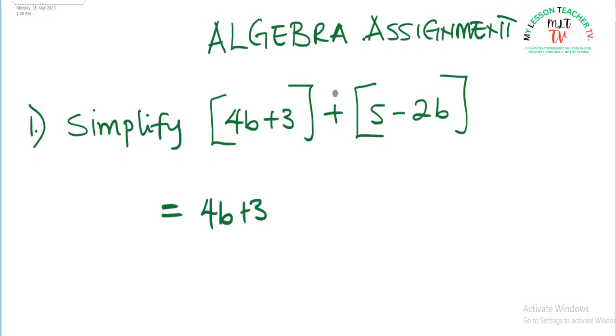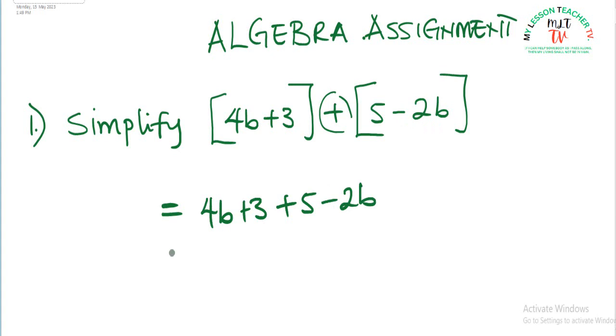But because there is a term in front of the second bracket, I'm going to multiply every term in the bracket by the constant term that is outside. Before the bracket, we have a plus 1. So I'm going to multiply every term in the bracket by plus 1. And when you multiply plus 1 by plus 5, it's going to give you plus 5. And when you multiply plus 1 by minus 2b, you are going to have negative 2b. For whatever you multiply with positive 1, returns the value of that term.